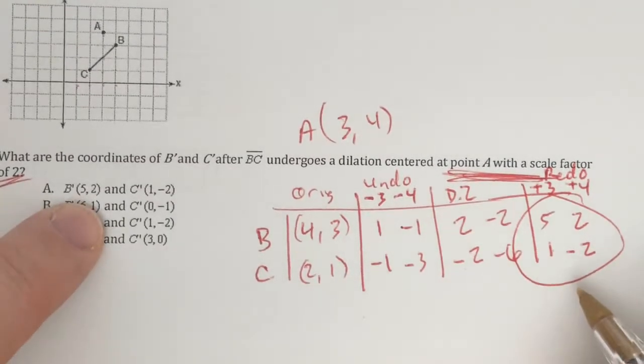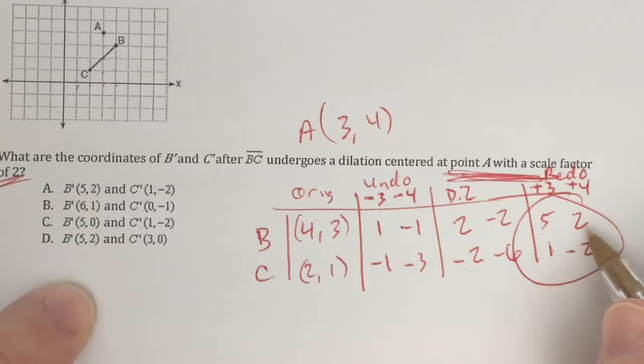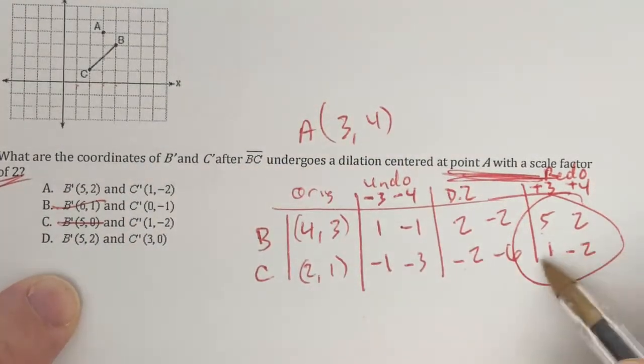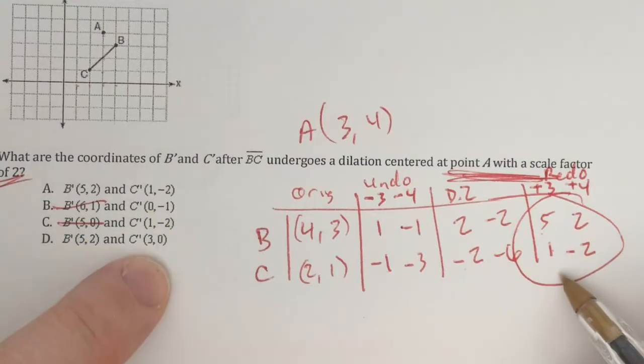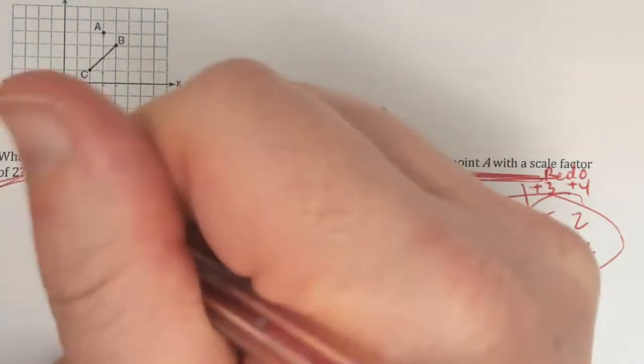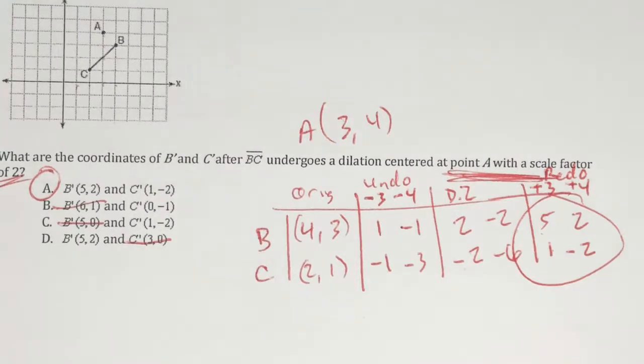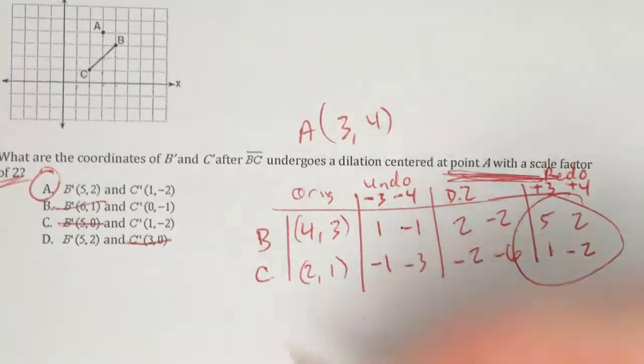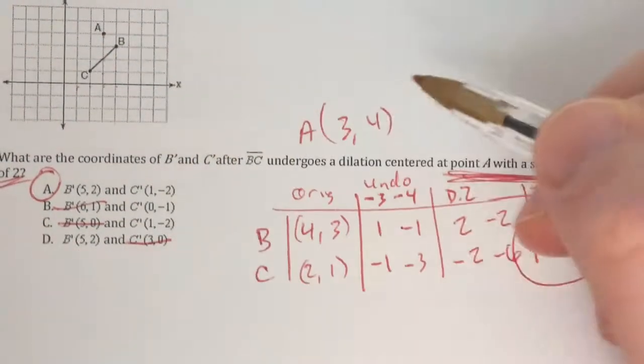So where did B land up? B was at 5, 2. So that's gone and that's gone. And then your C was at 1, negative 2. So that's gone. So A was the only answer. And if you still weren't sure, you could just plot stuff and see if it worked. So that was another thing. You just have to make sure that it stays on the line.